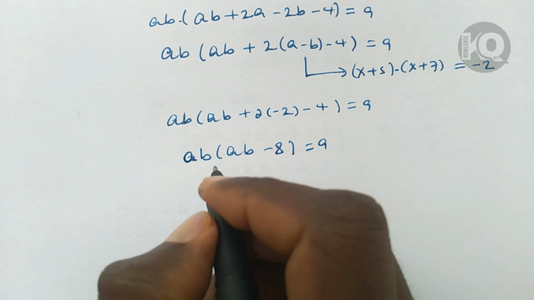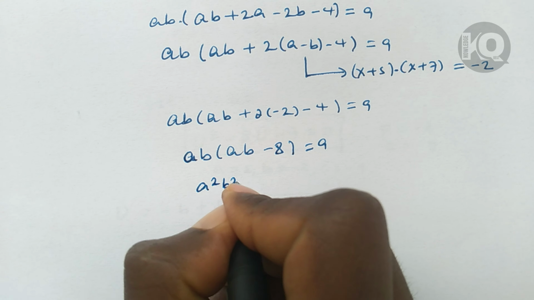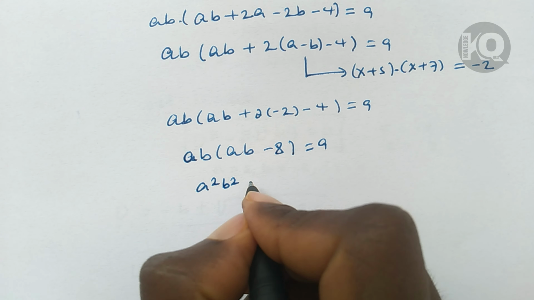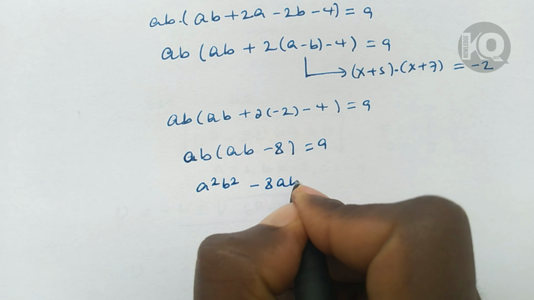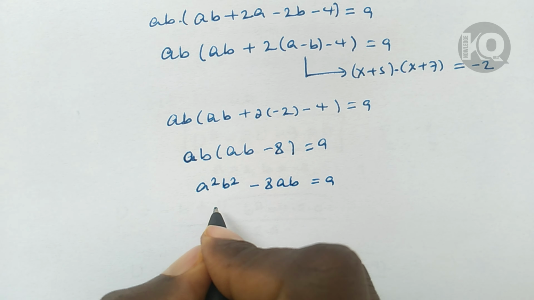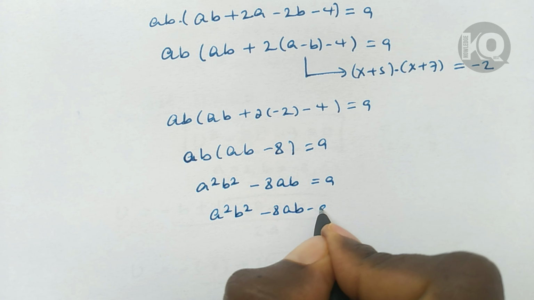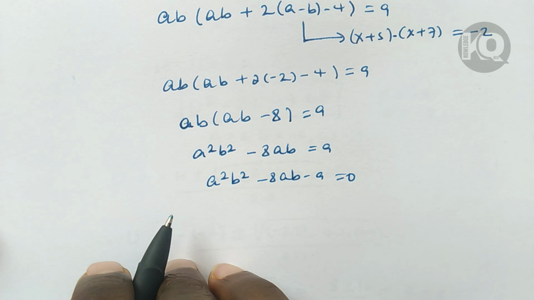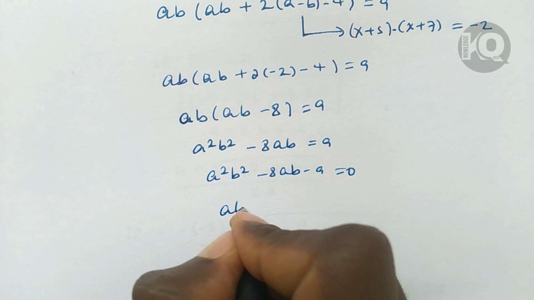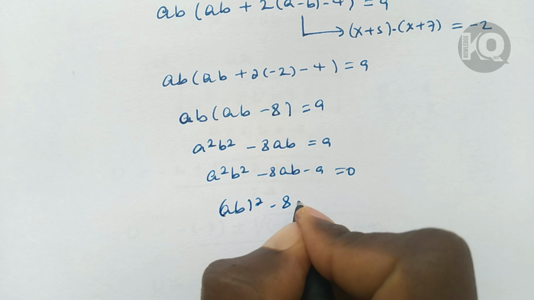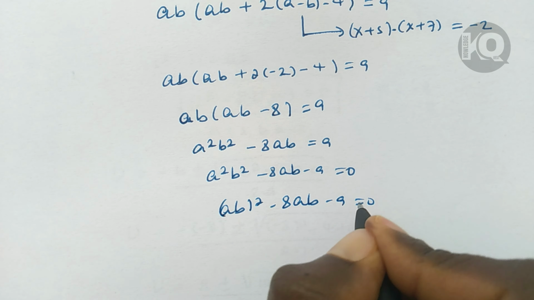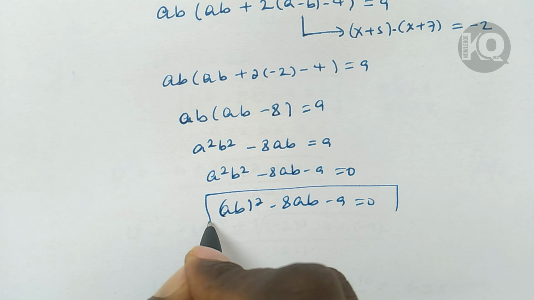Then multiply this term, which will be a squared b squared minus 8 times ab is equal to 9. So rearranging this term, this will be a squared b squared minus 8ab minus 9 is equal to 0. So this a squared b squared can be written as (ab) squared minus 8 times ab minus 9 is equal to 0, which is in the form of a quadratic equation.